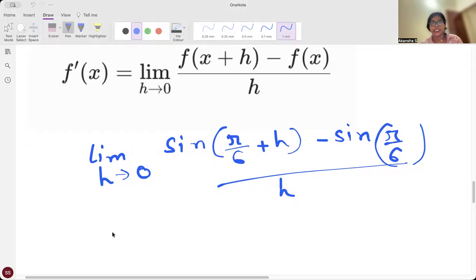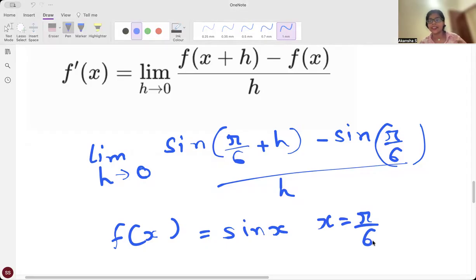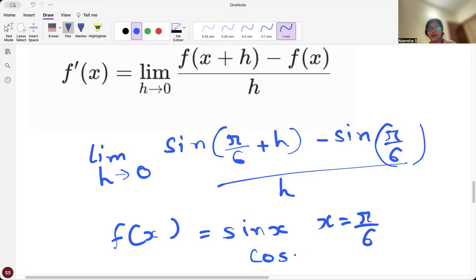It's simply asking us for f dash x, where f(x) equals sine x, right? Now here, x is pi by 6. Since the derivative of sine x is cos x, immediately we will get cos pi by 6, that is square root of 3 by 2. As simple as that, right?